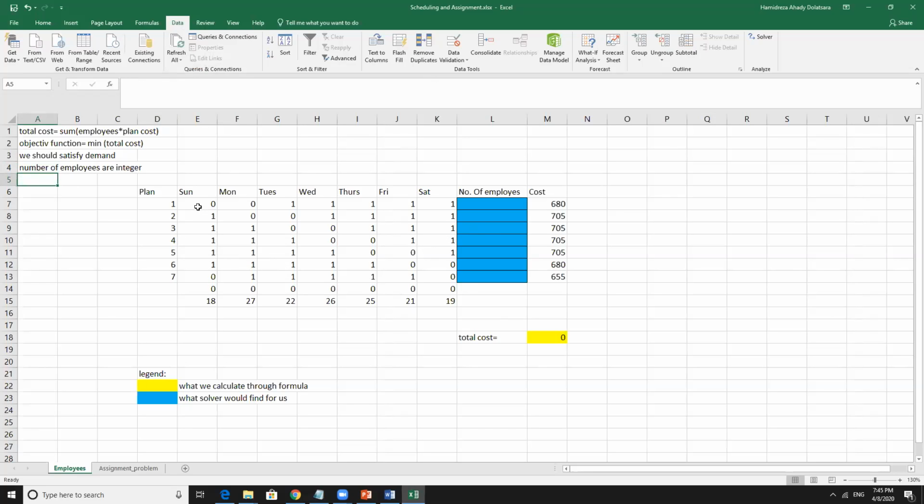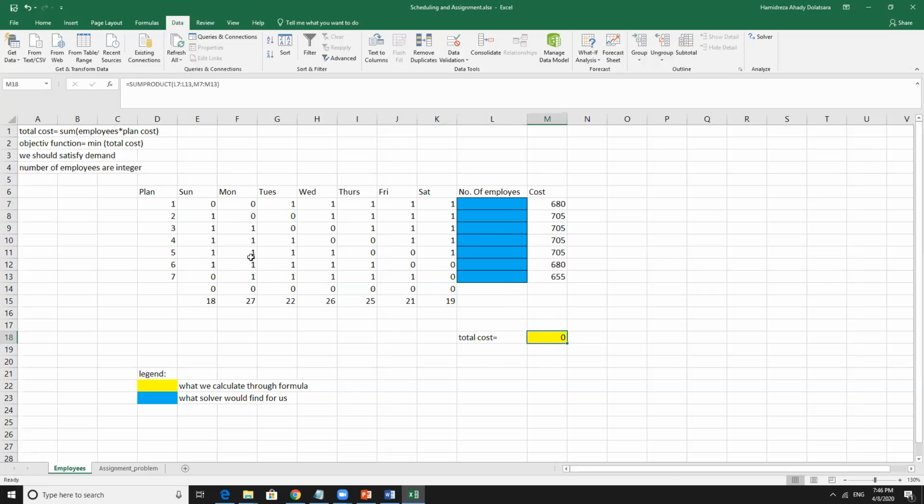So here you can see the expansion of the demands, the plans. So plan 1, Sunday, Monday, 0 means off. The rest is 1, meaning they are not off. Second plan, the first day Sunday isn't off, but Monday and Tuesday are off because they're 0. And same up to plan number 7. Again, the blue cells are the cells that should be calculated by Excel, and the yellow ones are the formula that we put there.